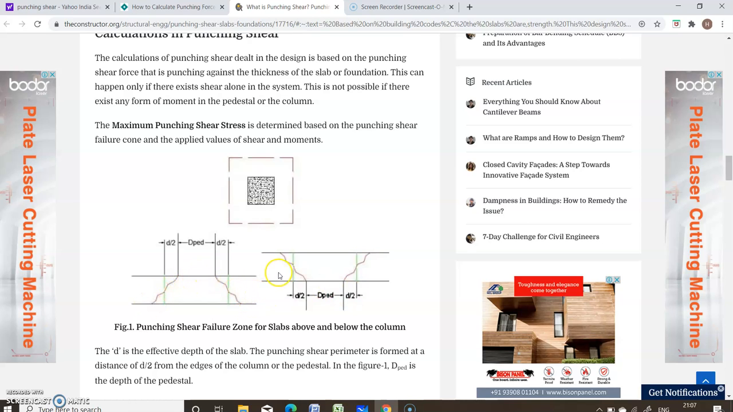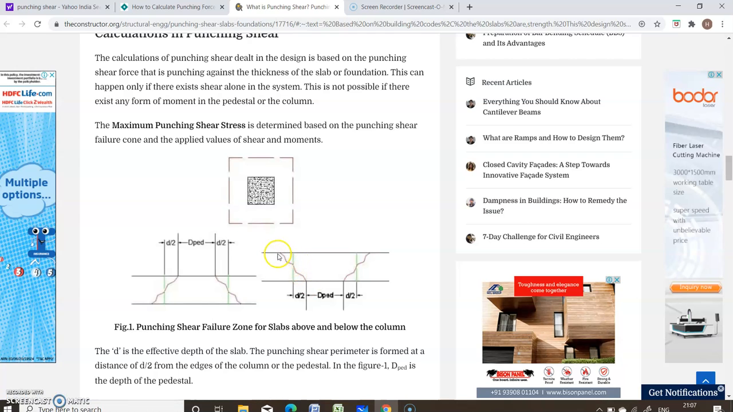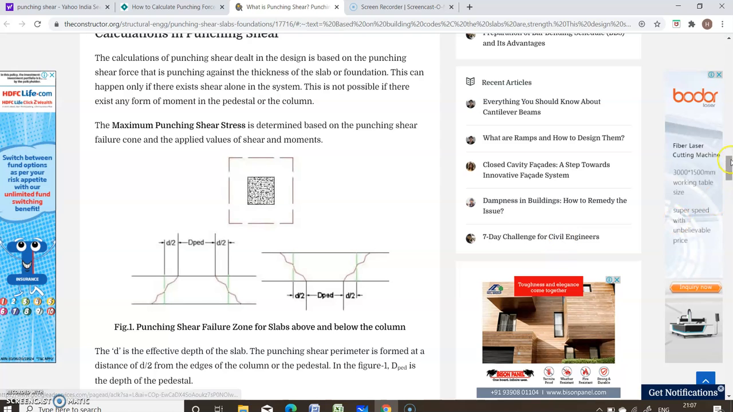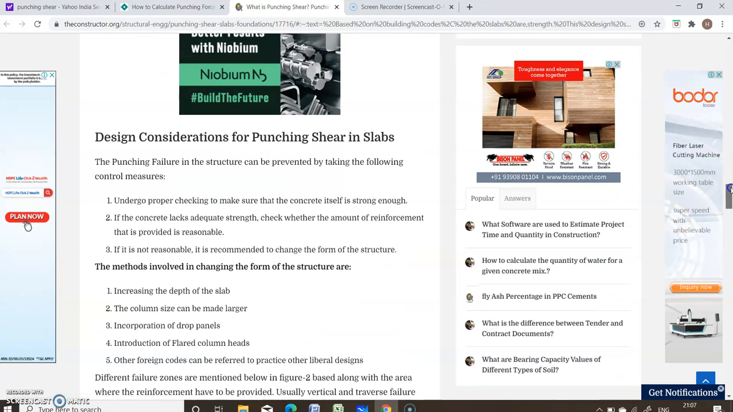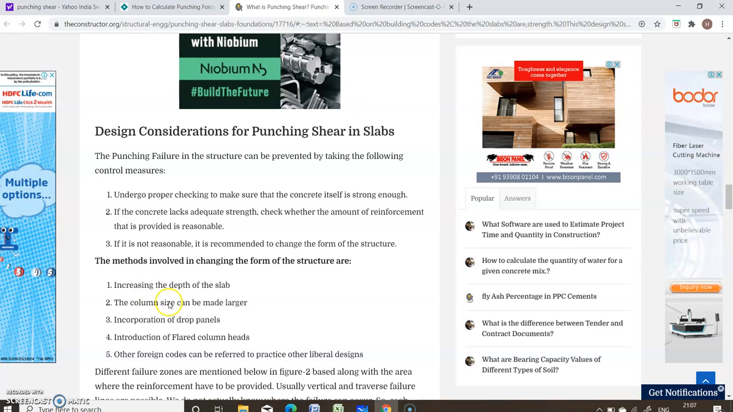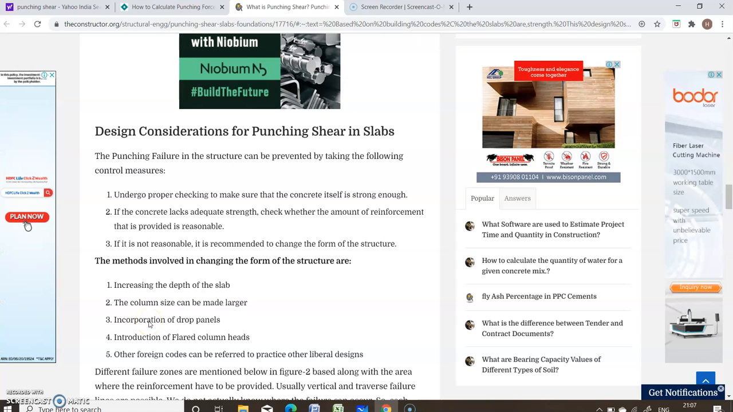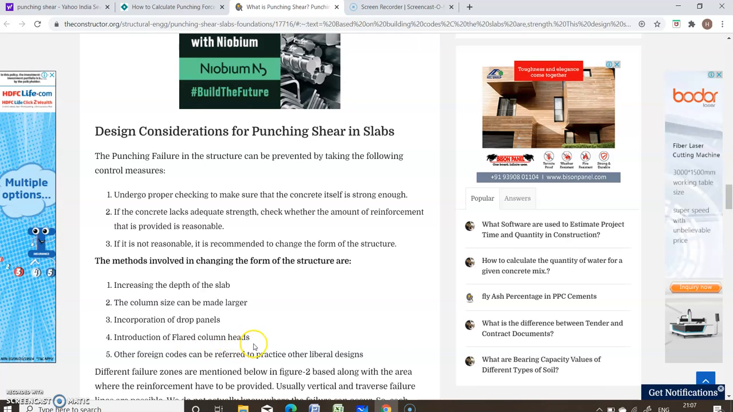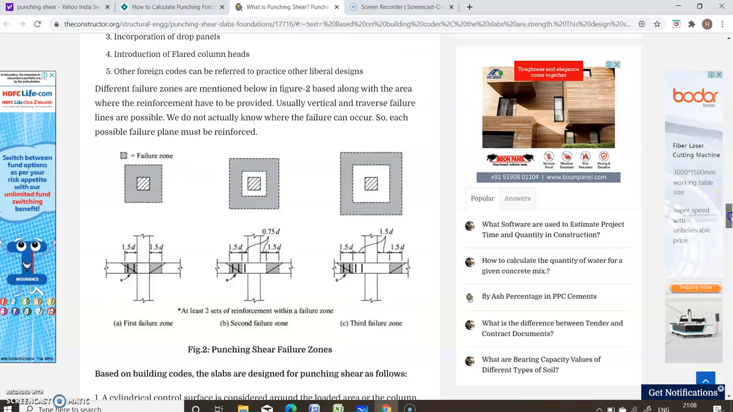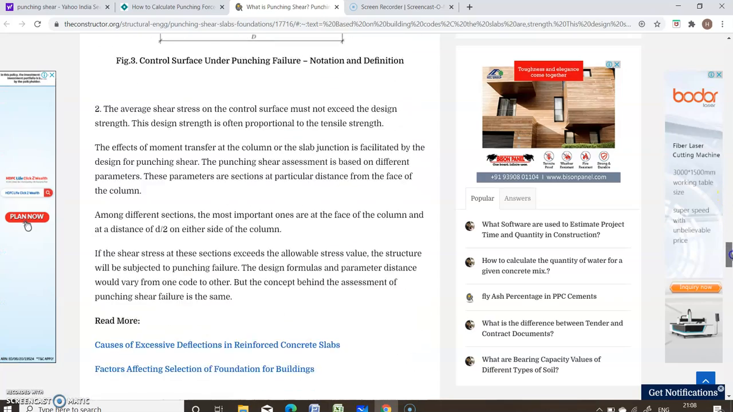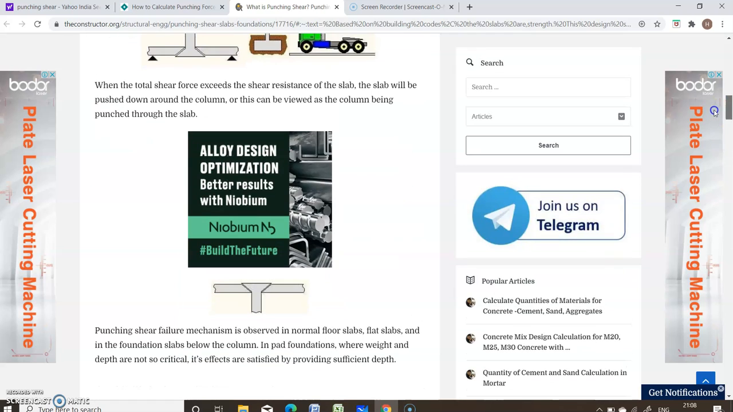So we can prevent this failure by providing column heads, and also increasing the depth of the slab. Increasing the depth of the slab, increasing the column size, incorporation of drop panels, and introduction of flared column heads are some methods to prevent the failure of a column by punching shear.